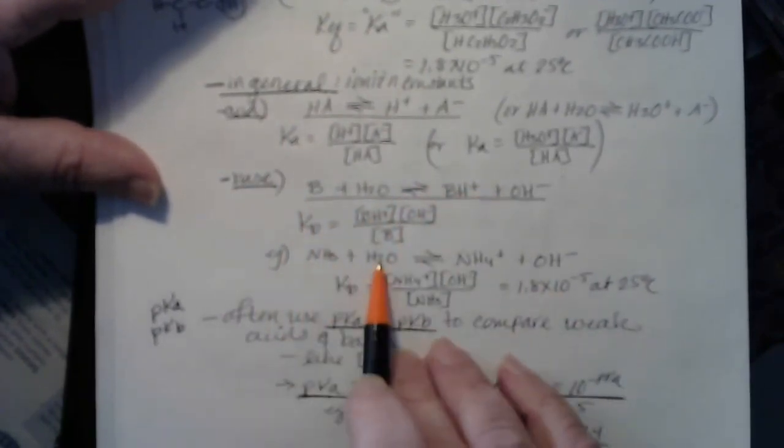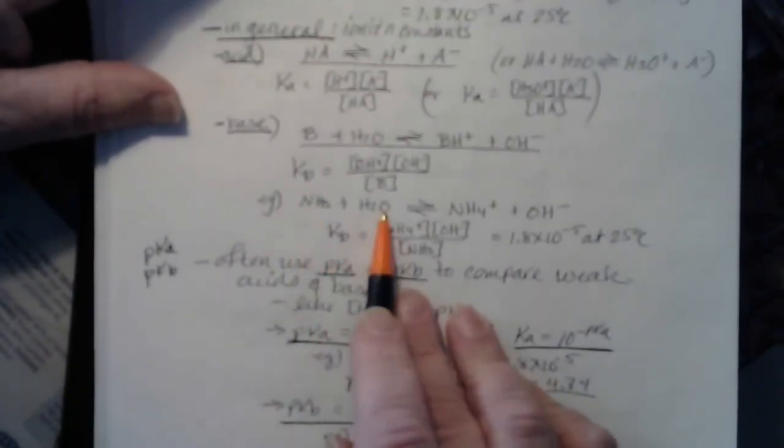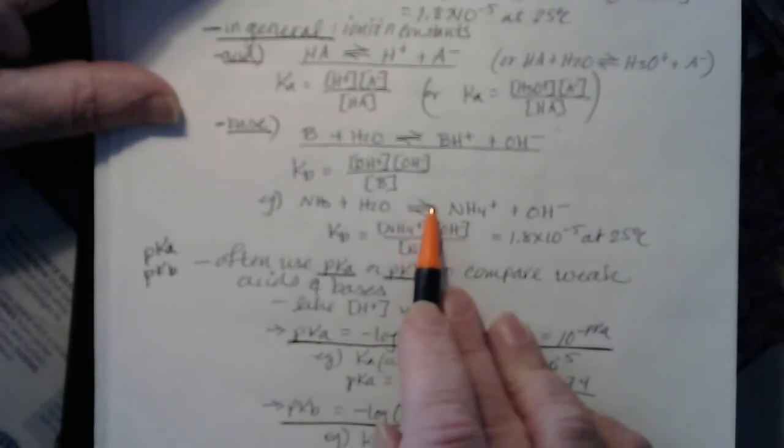And you can substitute in formulas for other weak bases, like for instance ammonia. Ammonia is a weak base, and when you put it in water, it will come to equilibrium with its ionization products, which are NH4 plus and OH minus.